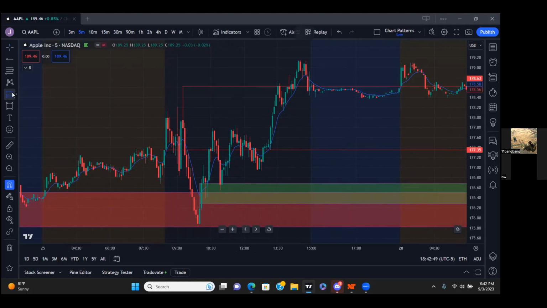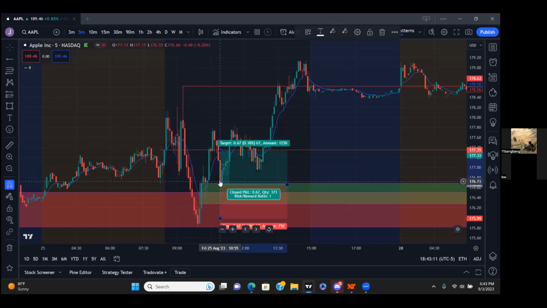So go to after the second time it touched your fair value gap. It touched your fair value gap right there, and then the next time it came right back down and touched it again. So go right, more right, right there. After that retest, you click it.